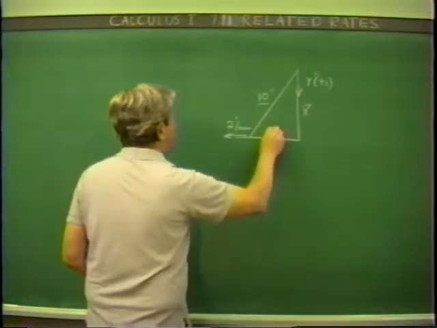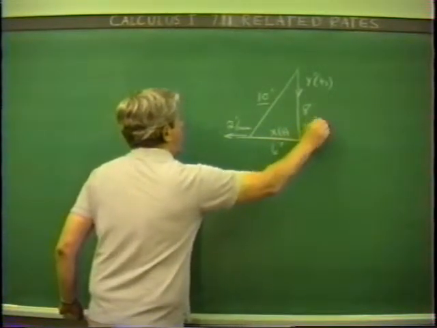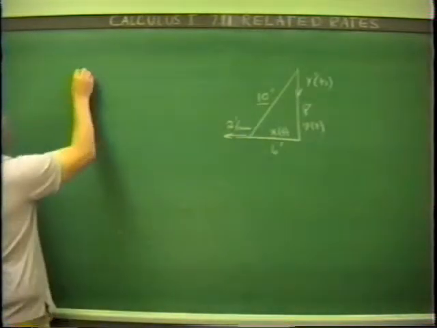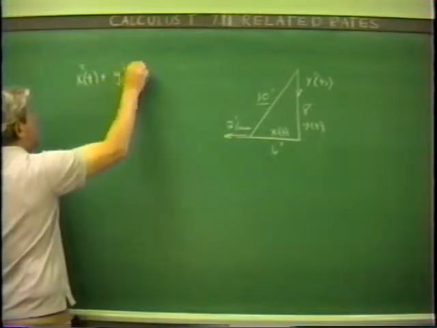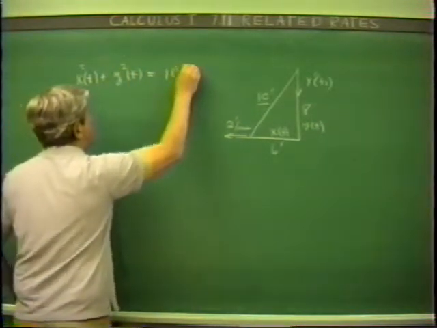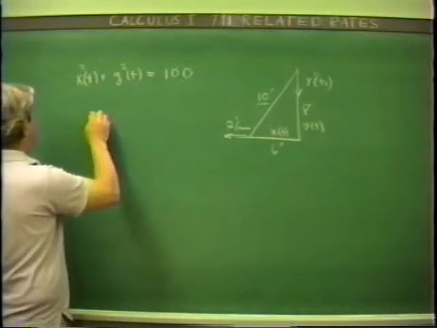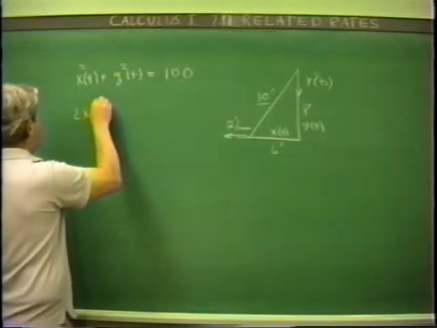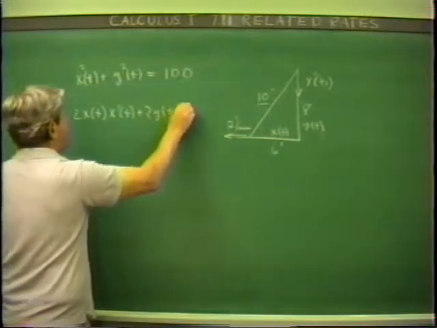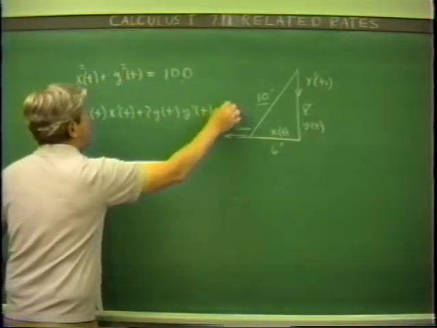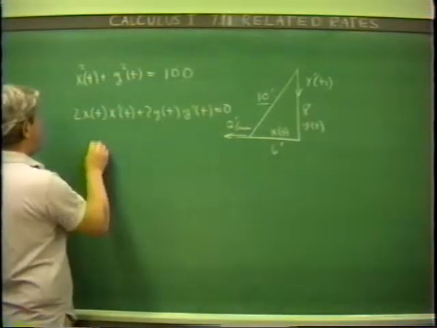All right. Well, the size of the ladder doesn't change, but if this is x here, x of t changes, and y of t, if this is y, changes, and we have x of t squared plus y of t squared is always equal to 10 squared, 100. That's true at all times. So we get that 2 x of t, x prime of t, plus 2 y of t, y prime of t, is equal to the derivative of 100, or 0.